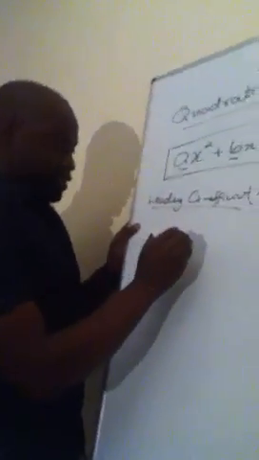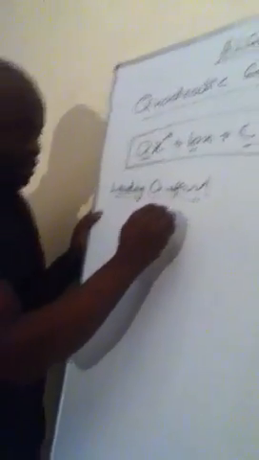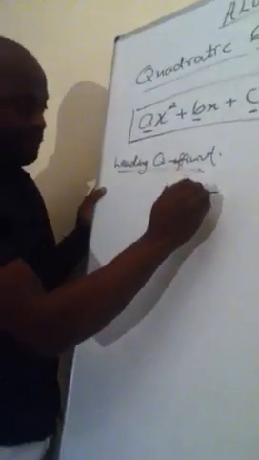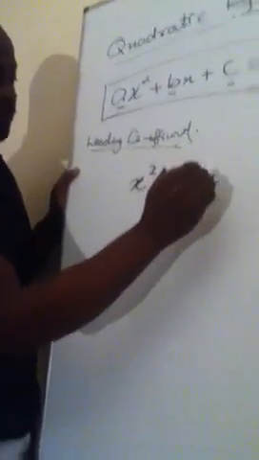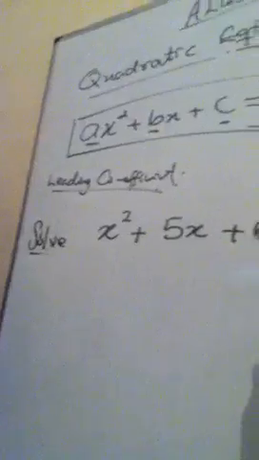For instance, let's put x squared plus 5x plus 6 is equal to 0. Here, you've been asked to solve this equation. So what are you going to do? How are you going to solve this equation?